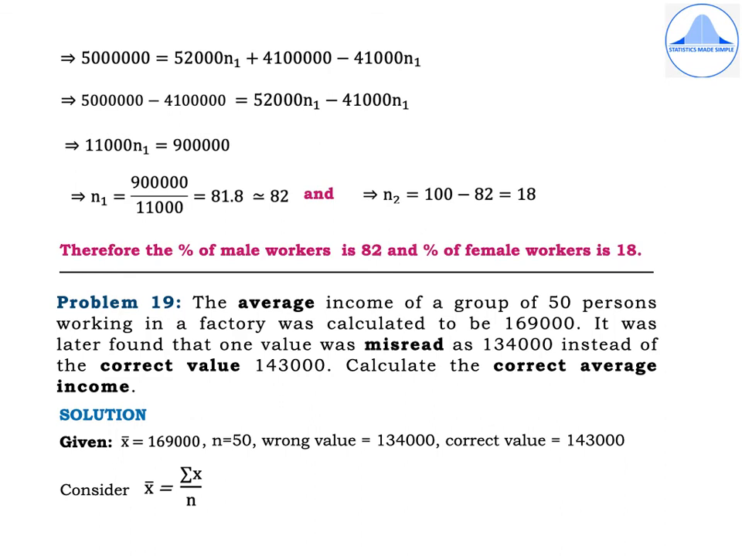1,69,000. So, under solution, we first write given the mean value, that is x bar is equal to 1,69,000 and n is equal to 50, because I am assuming the data to be raw data. Now also in the given part, we list down what was the wrong value and the correct value. So the wrong value is 1,34,000 and the correct value is equal to 1,43,000. Next, we start with the mean formula for raw data. Consider x bar equal to summation x divided by small n.